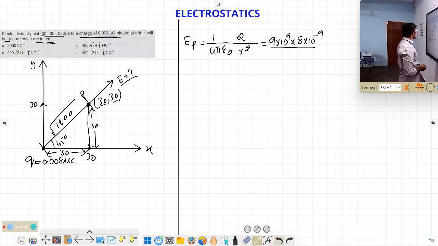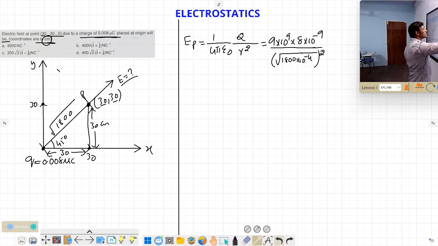What is our distance? Under root of 1800 whole square. What value is this 1800? It is 30 centimeter, because they have given it very clearly that this is centimeters. Centimeters means you have to convert, so root 1800 into 10 power minus 4 meters. This is the whole square. Yes or no? 30 is 30 into 10 power minus 2 whole square, which means 900 into 10 power minus 4 plus 900 into 10 power minus 4. That becomes this in terms of meters, because everything must be calculated in the same units.